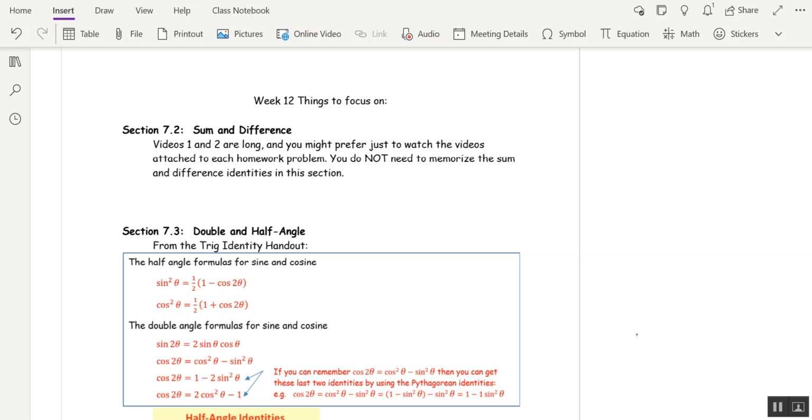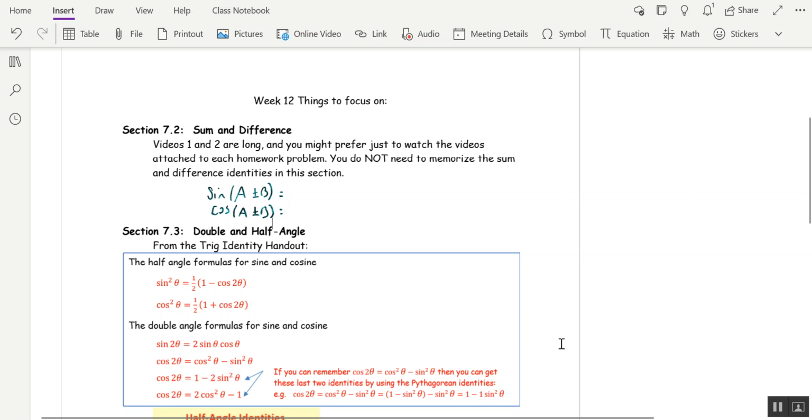You do not need to memorize the identities from this section, and what I mean by that is there will be formulas for sine of A plus or minus B and cosine of A plus or minus B. You do not need to memorize those formulas, but you will need to reference them to do the homework.